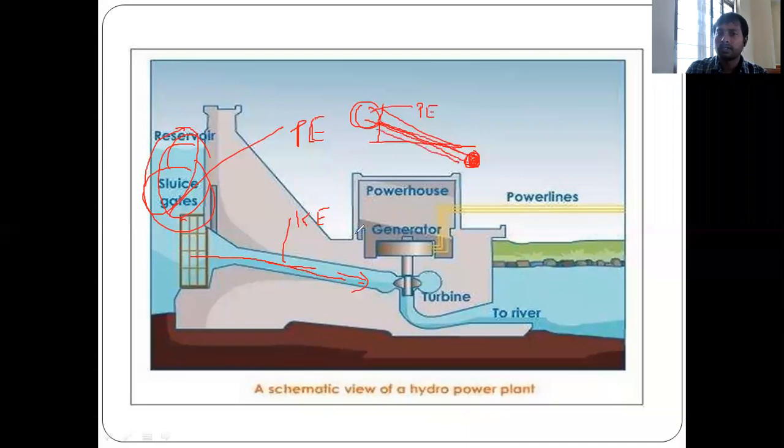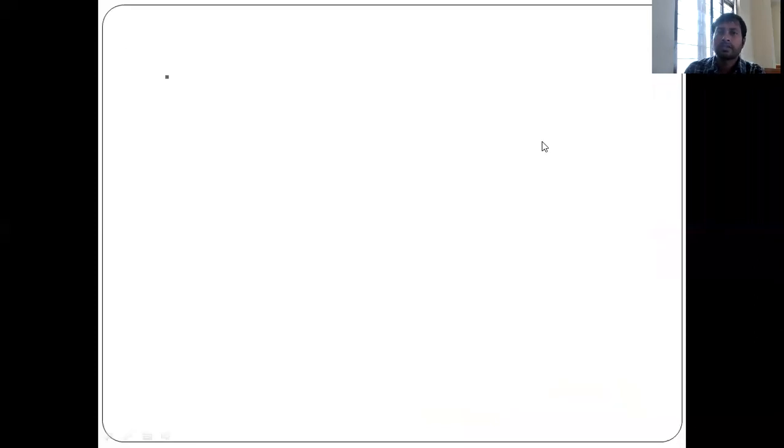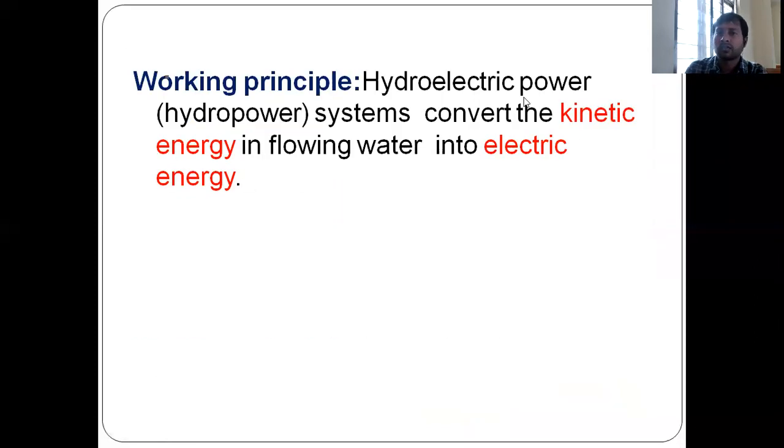released through the pipes, and the turbine will rotate when the water is released, and it is mechanically coupled to this generator, and electricity will be produced. This is the basic information regarding the hydroelectric power plant, and later I will explain the working principle.